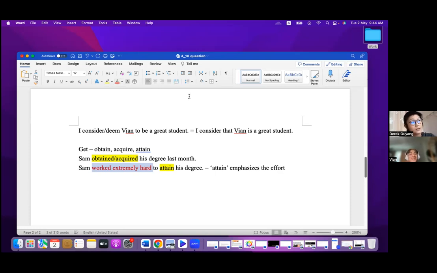Well, the first sentence, you can also say Sam attained his degree last month. You can, if you want to emphasize the effort. If you say Sam attained his degree last month, you are saying he worked really, really hard. He put in a lot of effort to get his degree. The difference between attain and the other two words is that attain always emphasizes the effort. Also, if somebody writes Sam attained blah blah blah, that means that he worked really hard.